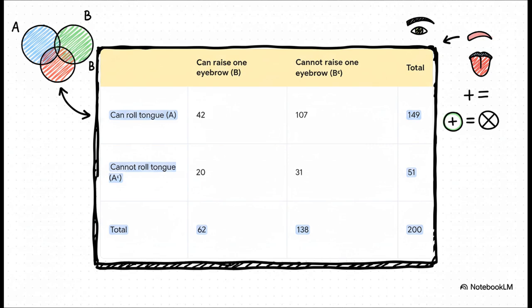And boom, here's the table. This thing lays it all out so clearly. You see the rows? They show us who can and can't roll their tongue. And the columns? They show who can and can't raise an eyebrow. Those total numbers around the edges, they give us the big picture for each category. It just makes everything make sense.